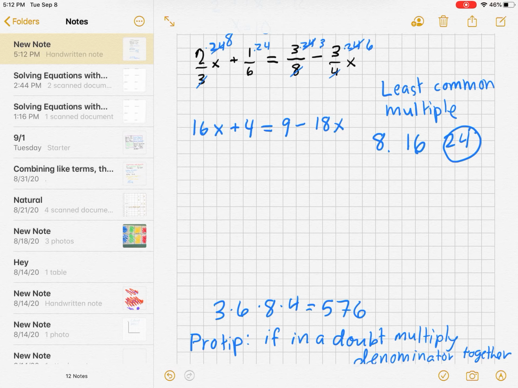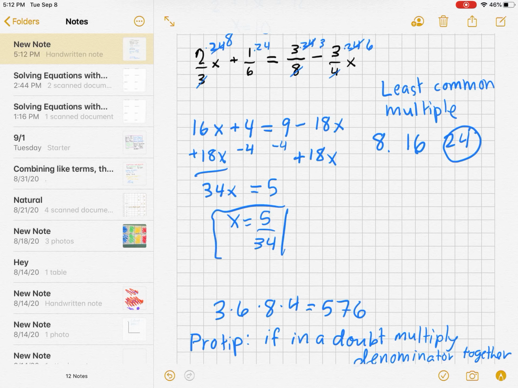All right, at this point, we can go ahead and finish solving. I'm going to add 18x over to the other side, which gives us 34x. And I'll subtract over the 4 to the other side, which gives us 5. x equals 5 over 34.